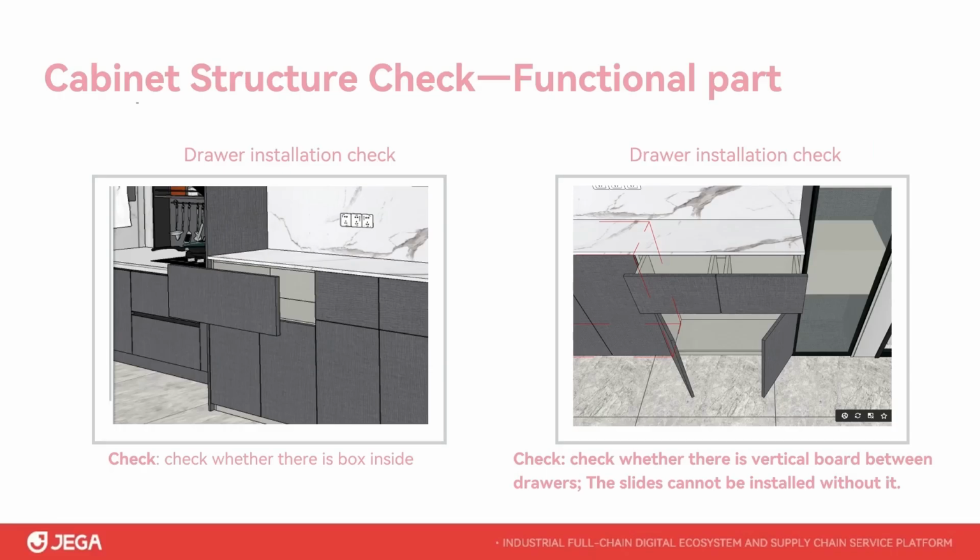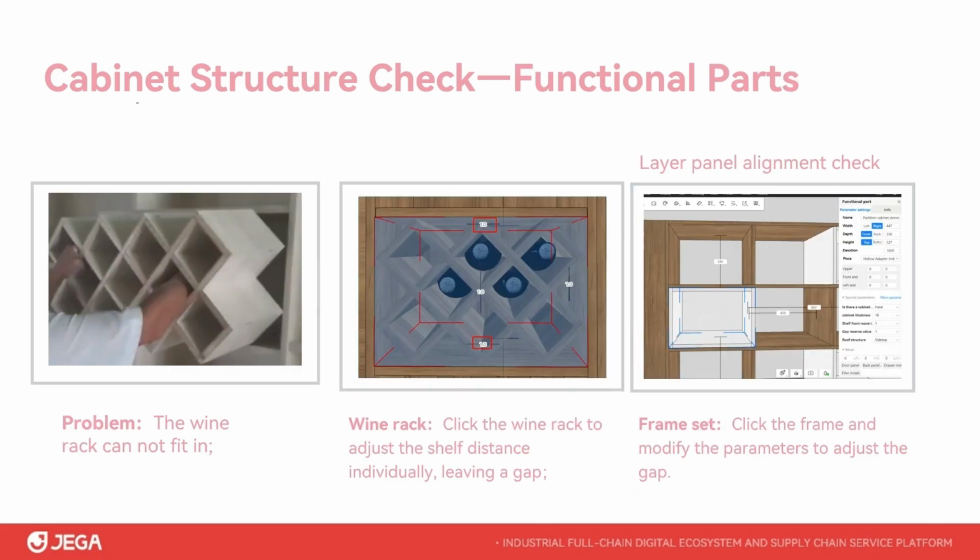type. For the functional part, when you install the drawer, it will generate a box inside. What's more, you still need to pay attention to whether there is a vertical board between the two drawers. Otherwise, you cannot install the slide inside. And for the wire rack, you need to make sure that it has some gap between the front and bottom, and even at the top, which will make sure that it can be installed properly. And it is the same for the frame set.